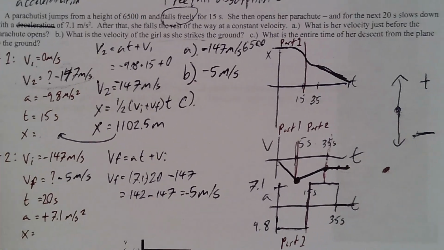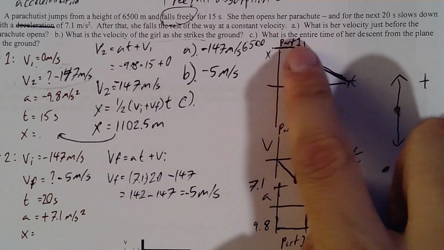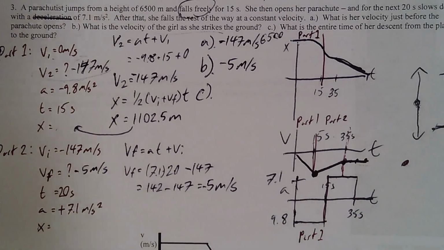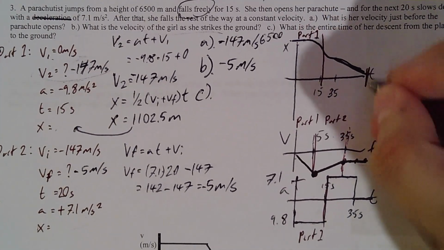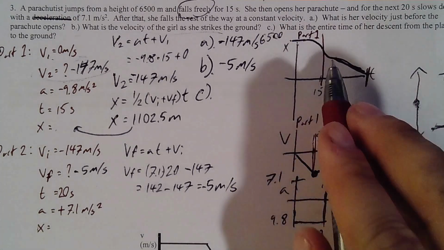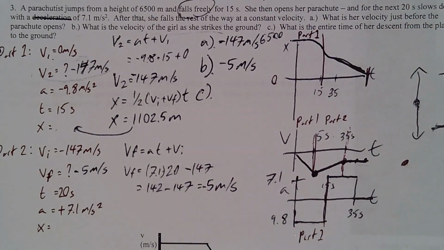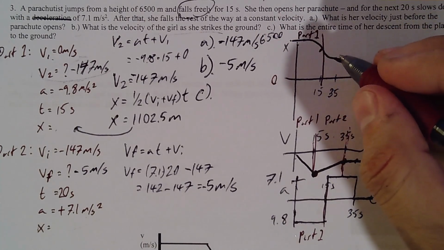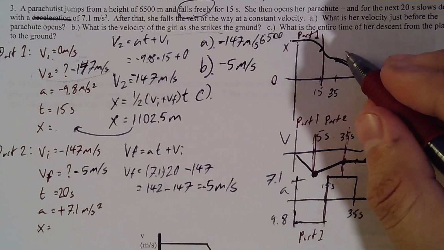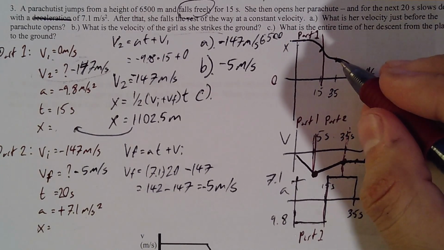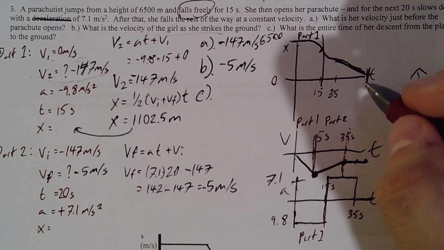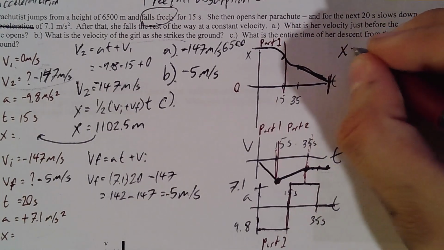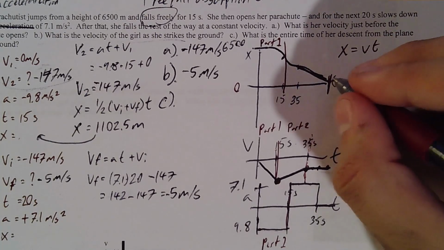Note how this right here is asking for the entire time of her descent from the plane to the ground. It wants this time right here, the time it takes for her to reach a position of 0. Let's note, it takes her 15 seconds to get here. It takes her 35 seconds to get here, and then it takes her some unknown amount of time to get all the way over here. How do we find that? Well, she's moving at a constant velocity, so x is equal to vt during part 3.